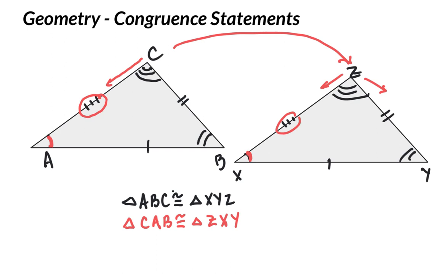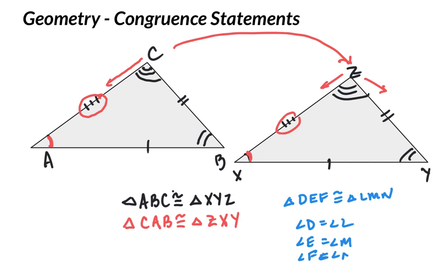So if you took your pictures completely away and just out in space you were told, hey, triangle DEF is congruent to triangle LMN, you would be able to say, oh, angle D must be the same as angle L, and angle E must be the same as angle M, and angle F must be the same as angle N. But not only that, you could also talk about the side lengths.